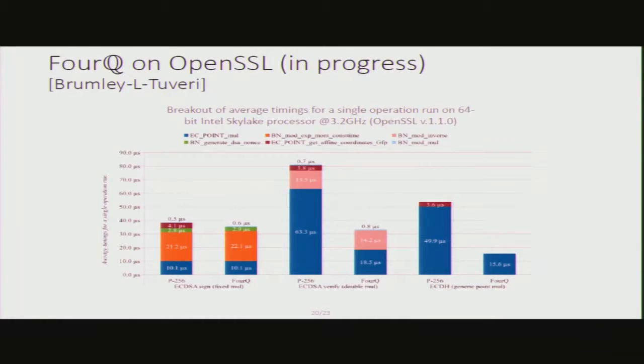Here is to show what are the kind of operations that are causing performance issues. And as you can see, the numbers in blue that correspond to the scalar multiplication pretty much make sense. In every case, you see that FourQ is much, much faster, as it should be. But you can see these blocks in pink and orange, they are pretty expensive. And those correspond to modular inversions. And modular inversions shouldn't be that expensive, but in OpenSSL they are.